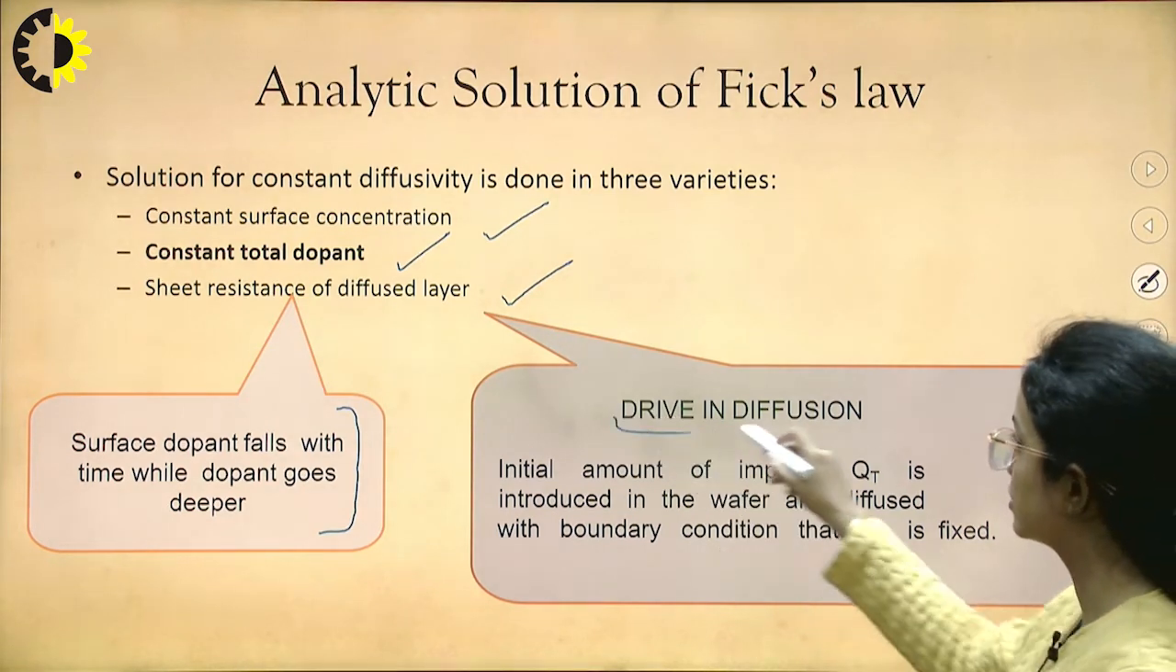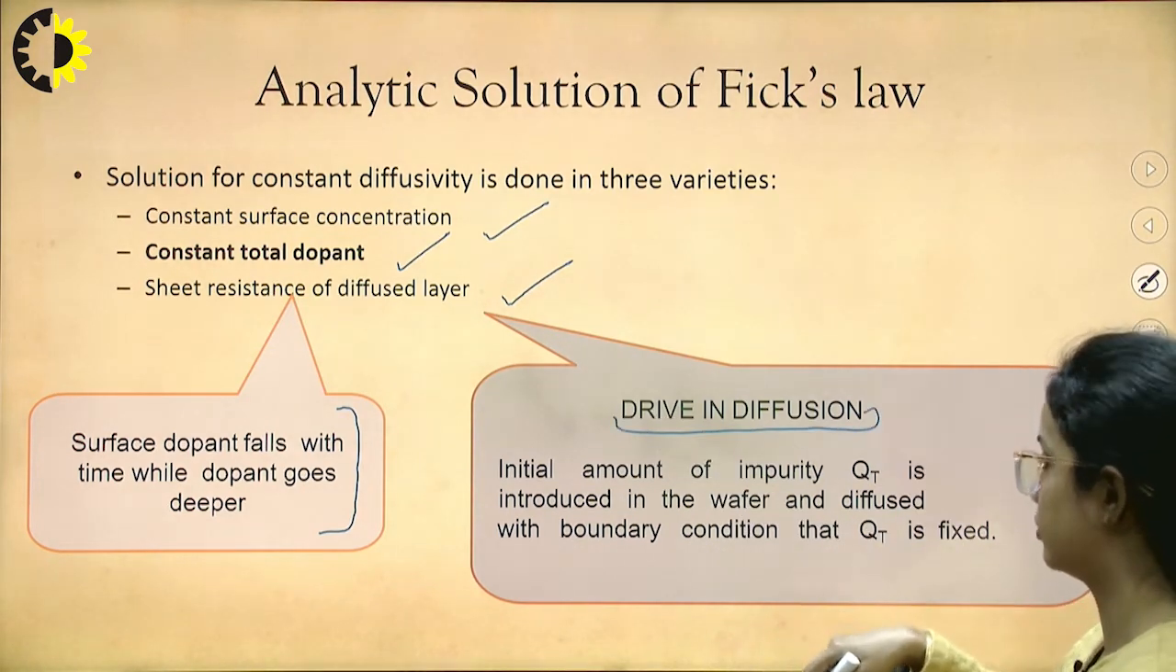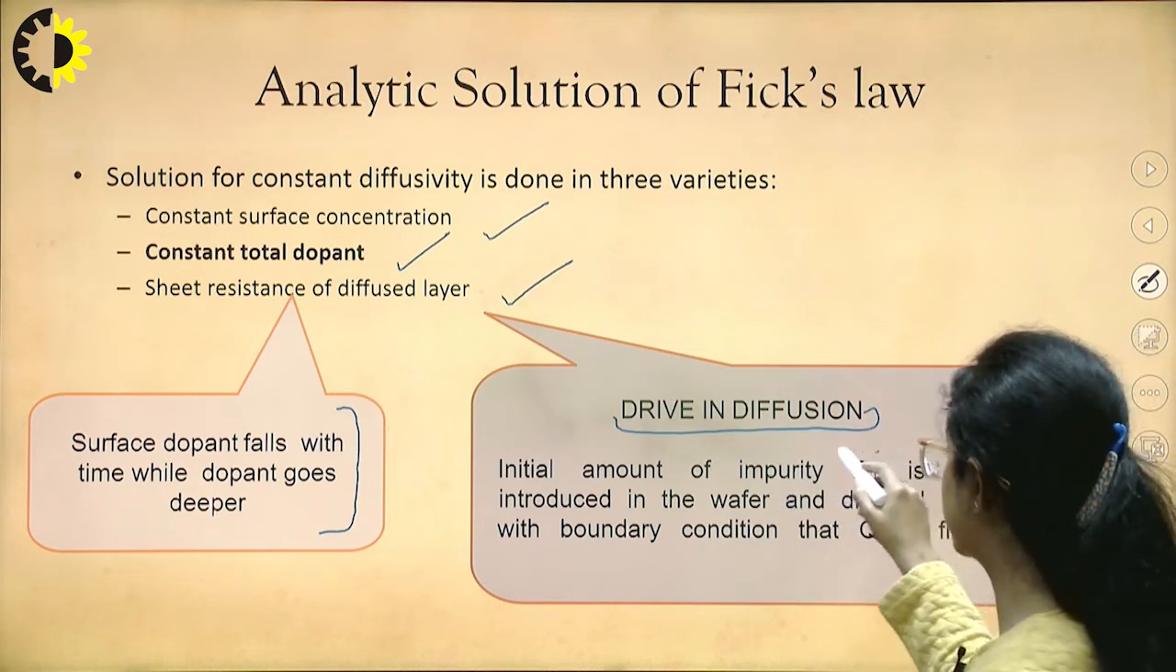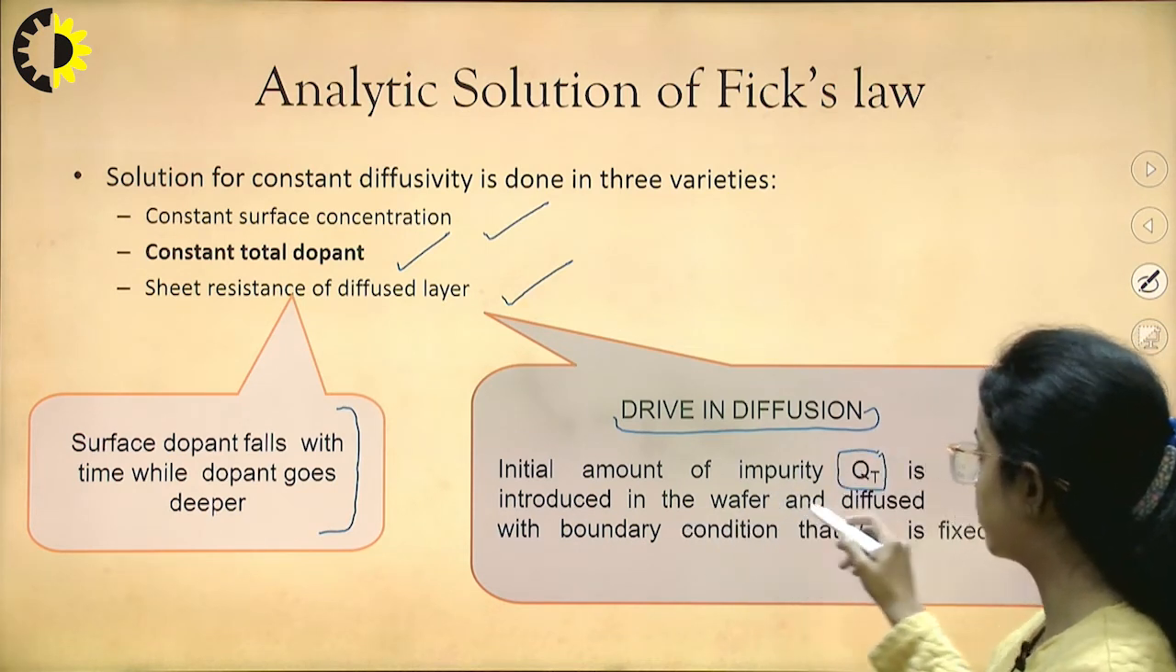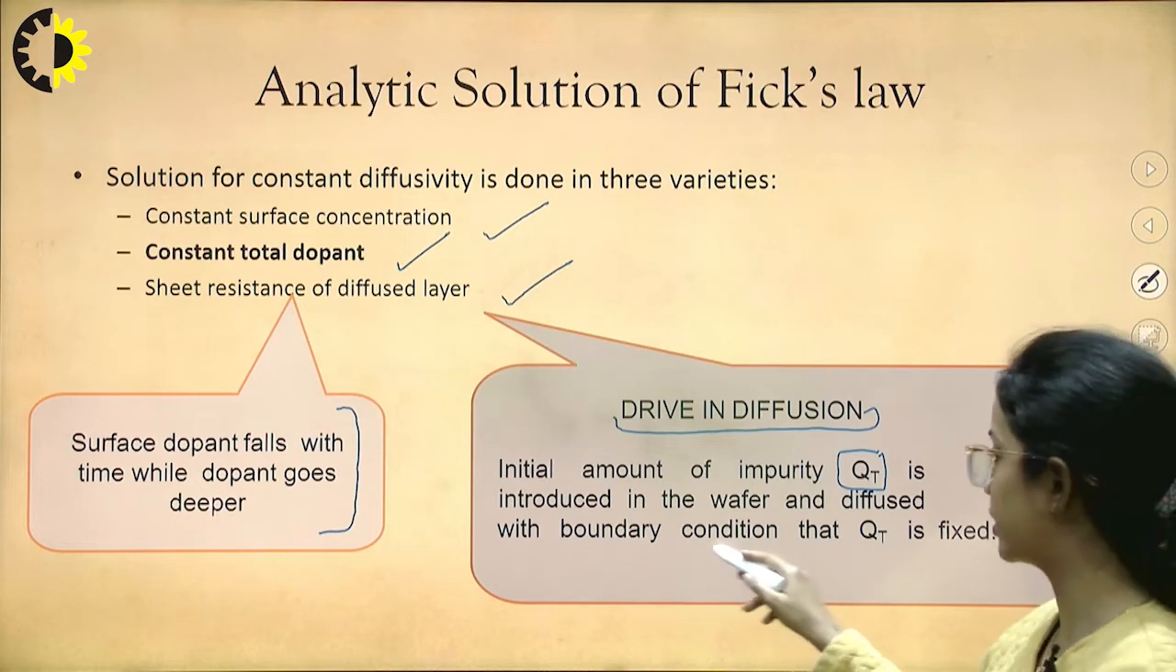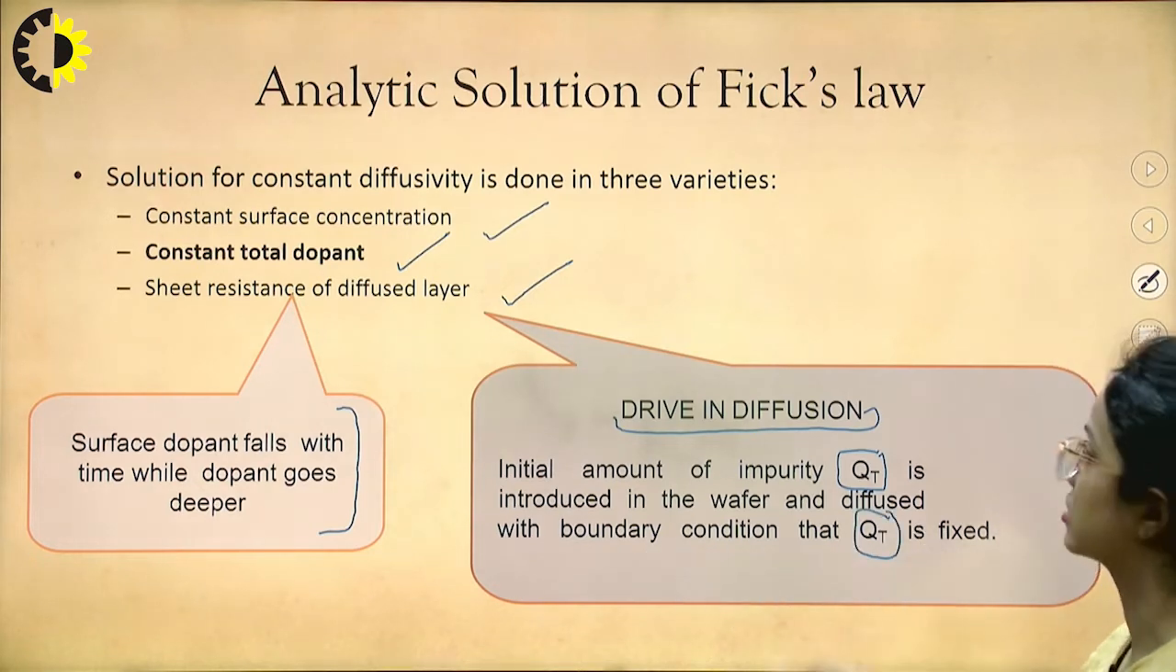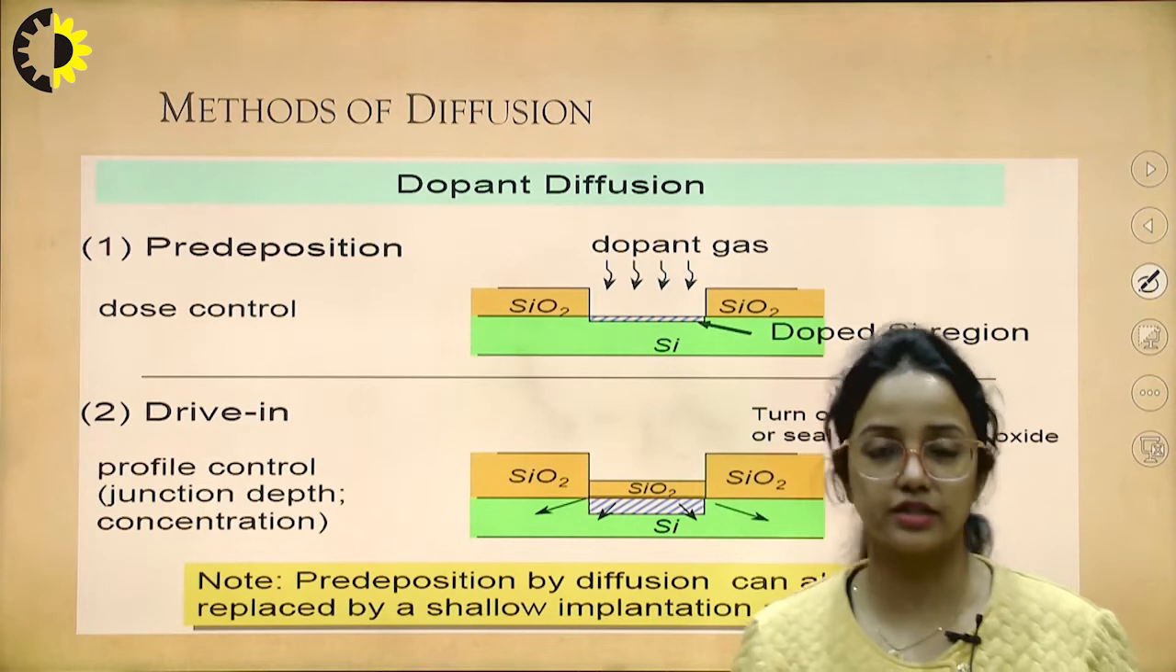Next is drive-in diffusion. An initial amount of impurity, that is QT, is introduced in the wafer and diffused with the boundary condition that QT is fixed. So this is the analytical solution.